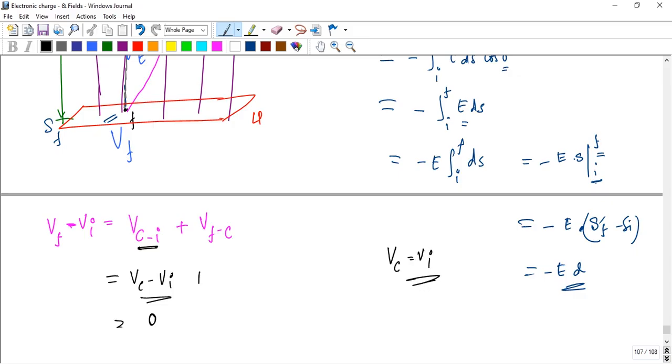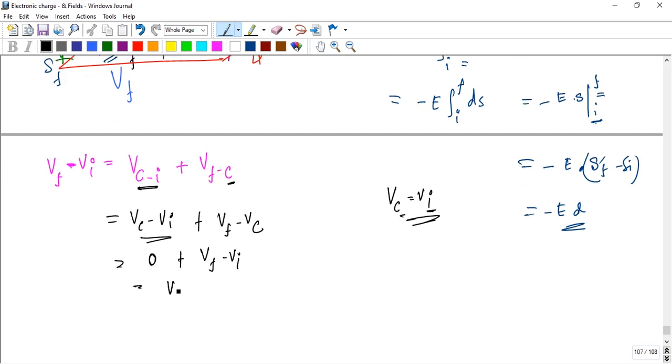Now if I see the path C to F and calculate the potential from C to F, the potential at C is also equal to the potential at I. So we get the same value. The potential F minus potential I, that is Vf minus Vi, is equal to E times d here.